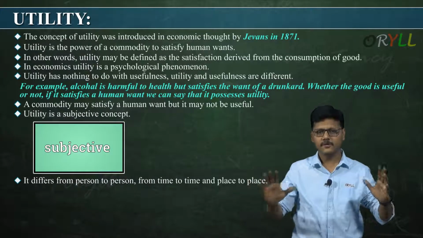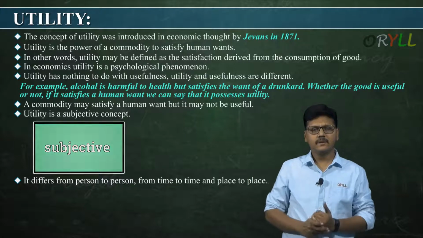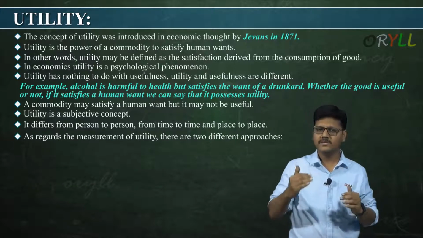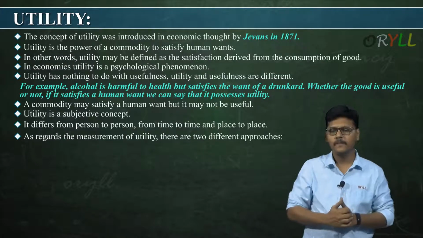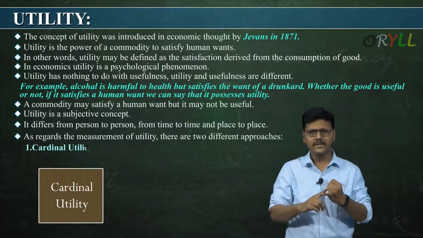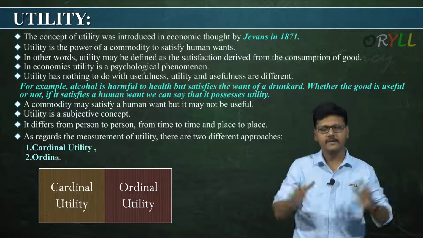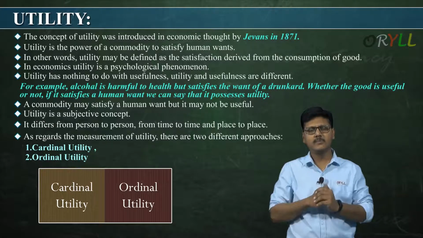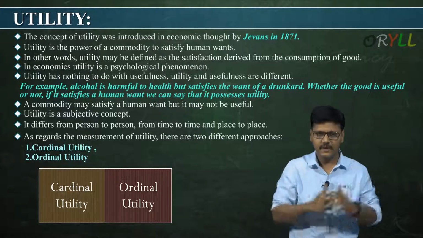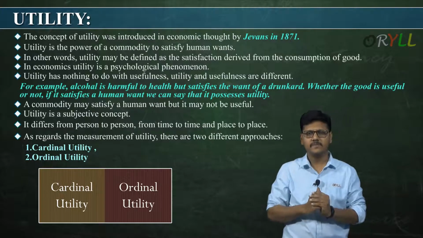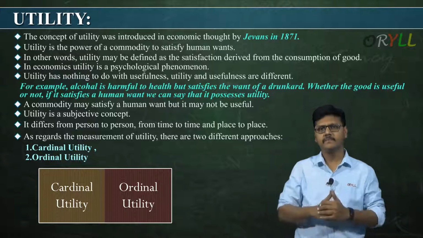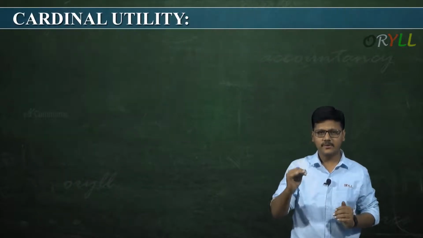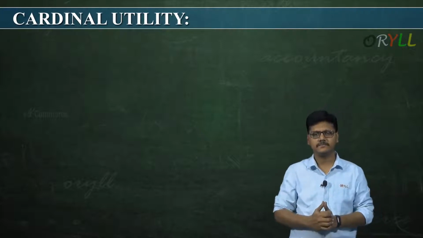Now we came to the concepts of utility. Utility can be measured in two ways, or you can say utility concepts are two: cardinal utility and ordinal utility. The cardinal approach is given by Alfred Marshall and the ordinal approach is given by Hicks and Allen. Now we are going to see what is called cardinal utility analysis.